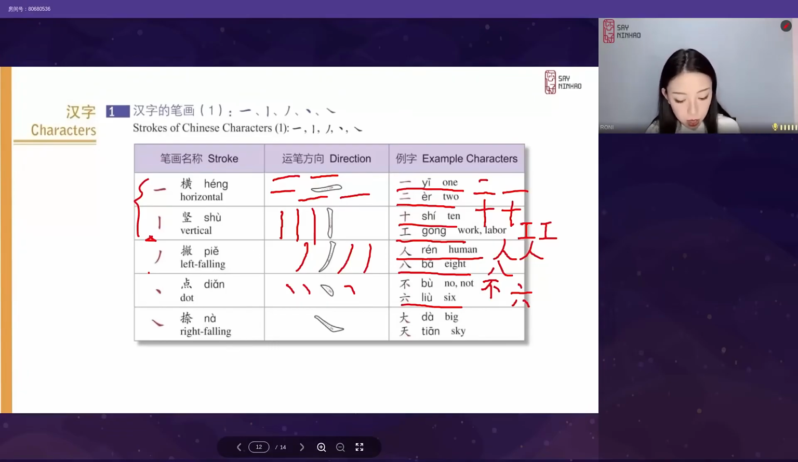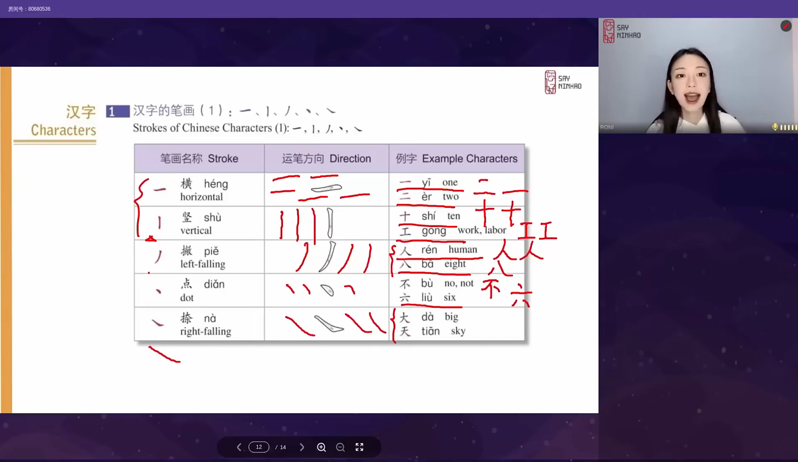The last stroke is right falling, which is 捺 in Chinese. Right falling. The direction of writing it is from top to bottom, left to right. This is right falling. We already saw left and right falling here, and let's see another 2 examples.